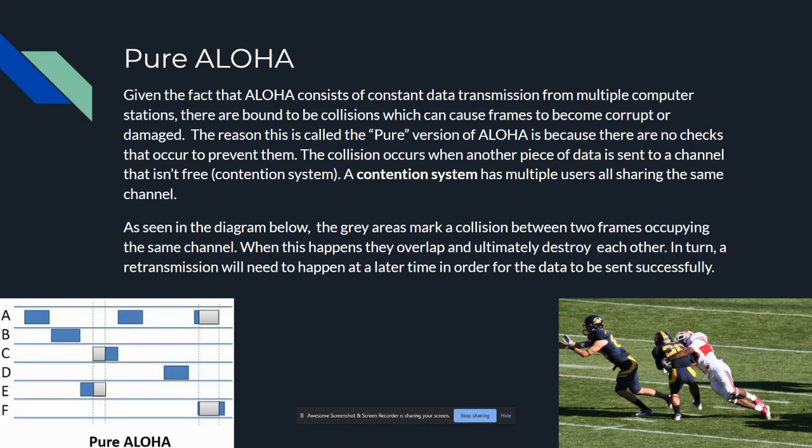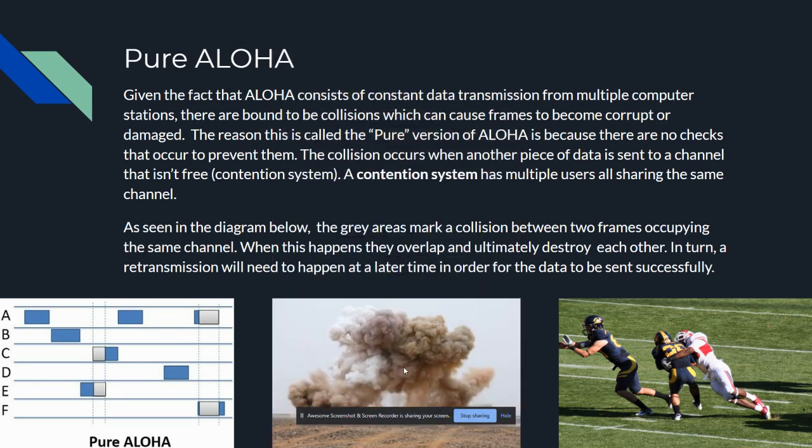And so a contention system is when multiple users are all sharing the same channel. And so as seen in the diagram below, the gray areas actually mark the collisions because there's two frames occupying the same channel and they're overlapping and destroying each other. And so in turn, a retransmission will need to happen at a later time after this collision for the data to be sent successfully.